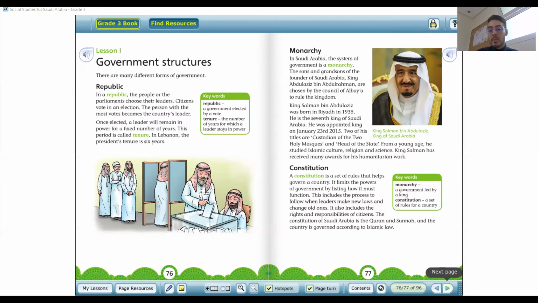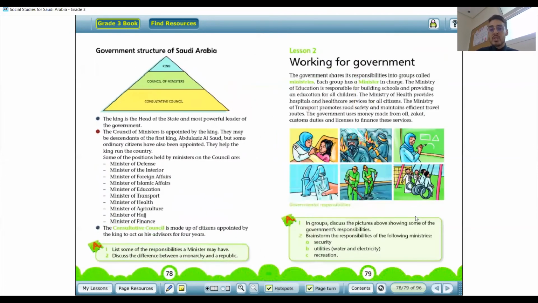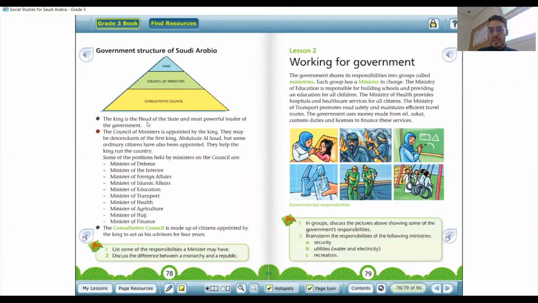We're just going to pop onto page 78 as well, which is the last page for the lesson, which is this page over here. How the government structures are set up in Saudi Arabia is at the very top of the pyramid, the person with the most power, he's not the most powerful, but the person with the most power in the country who makes lots of decisions is the king, which is obviously King Salman. And then over here, which is just below him, is a council of ministers. And then below that is a consultative council. So the king, we know, is the king.